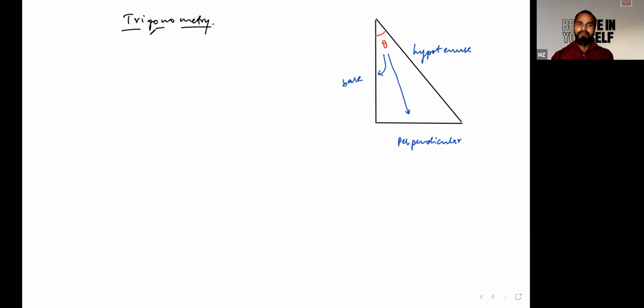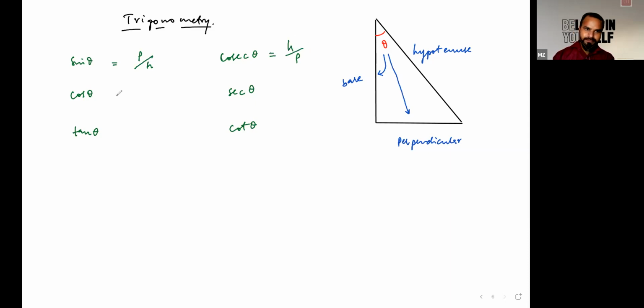To define that, we have mainly 6 different trigonometric ratios. First, sine theta, cos theta, tan theta, and the reciprocals of them: cosec theta, sec theta, and cot theta. Sine theta is equal to perpendicular by hypotenuse, so cosec theta would be equal to hypotenuse by perpendicular. Cos theta is equal to base by hypotenuse, so sec theta would be equal to hypotenuse by base. Tan theta is equal to perpendicular by base, so cot theta would be equal to base by perpendicular.